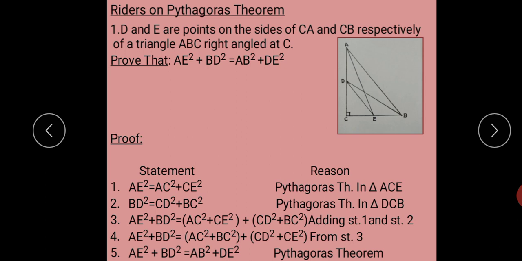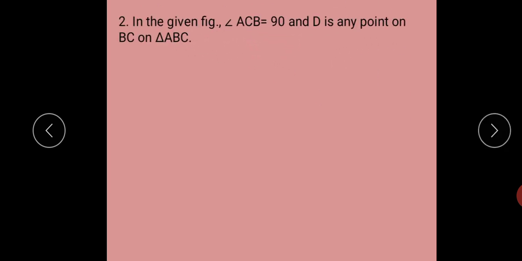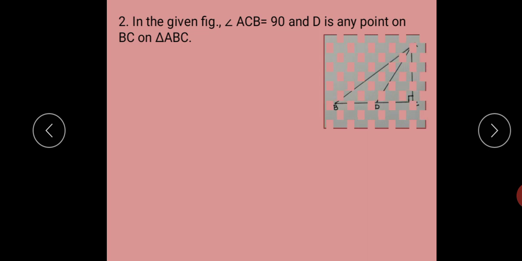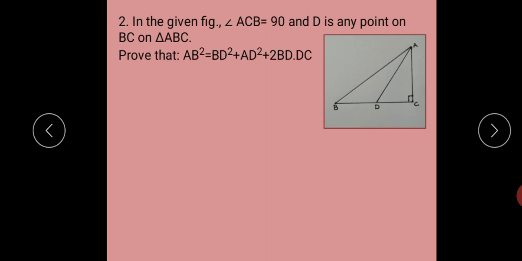Let's go to the next rider. We'll see the figure also. In the given figure, angle ACB is equal to 90 degrees and D is any point on BC of triangle ABC. Let's see what is asked to prove. AB square is equal to BD square plus AD square plus 2 BD DC.